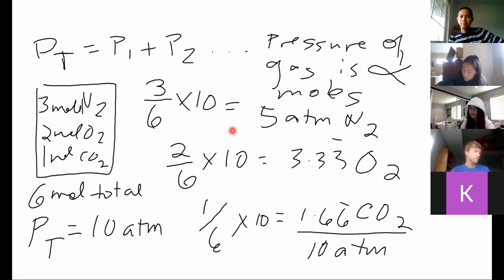For the Dalton's partial pressure, when we're putting that in as our answer, would we put in like the 5 atm of N2? Would that be our answer? Yeah, because for this one, it says calculate the partial pressure of each gas in the mixture. So on the study guide that's given to you, the answers would have been 5 atm, 3.33 for oxygen, and 1.66 for CO2. Okay.